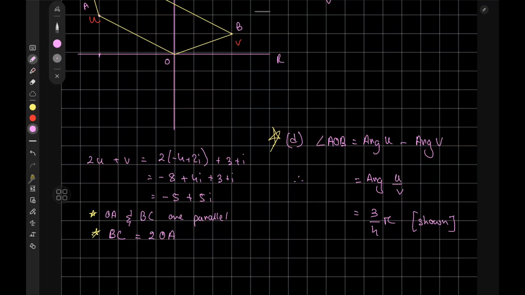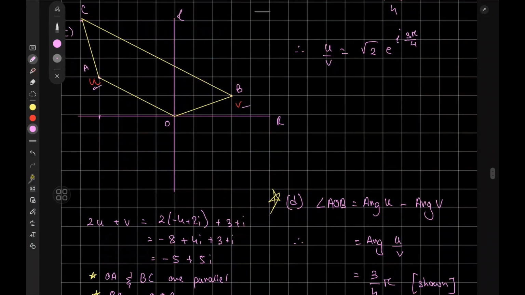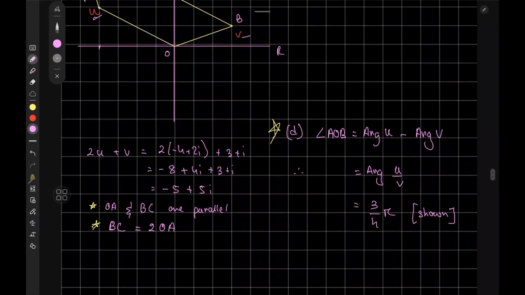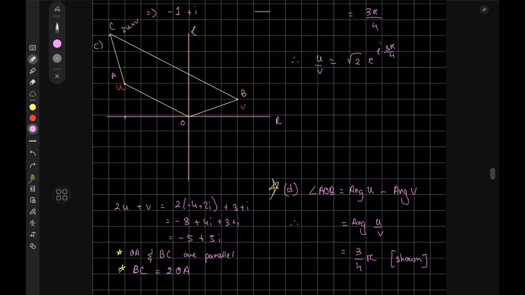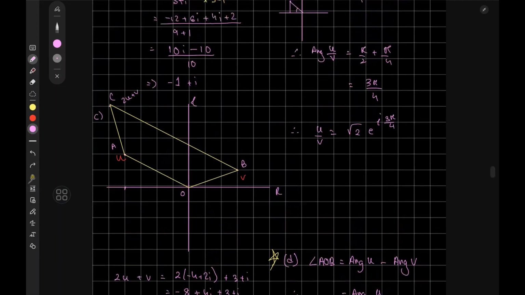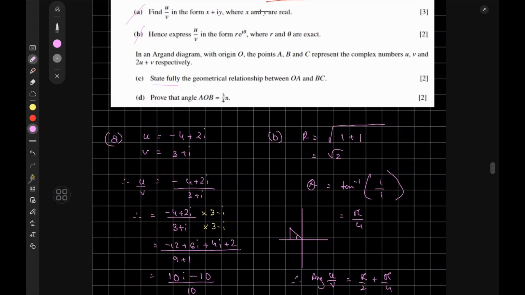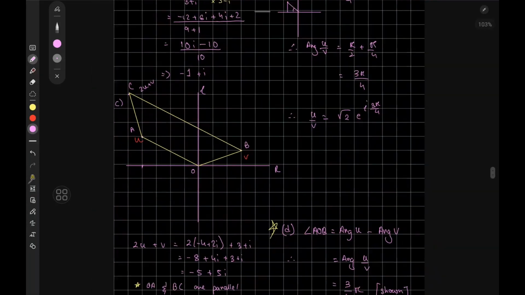So we have to plot all of u, v and c, which is actually 2u plus v, and the origin O. Great. After you plot all of those, you're going to see that the shape that arrives is actually a trapezium. Now that is not what they're asking you to answer. What they're asking is to state fully the geometrical relationship, not the shape, between OA and BC. So how do you answer this?